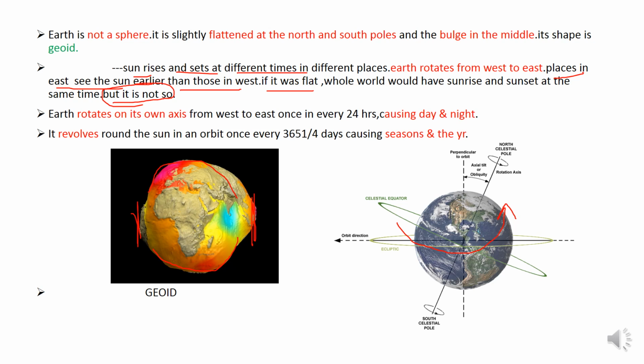Earth rotates on its own axis from west to east every 24 hours, causing day and night. And it revolves round the sun. It revolves round the sun in an orbit every 365 1/4 days, causing seasons and the year. So day and night are due to rotation, and seasons and the year are due to revolution.